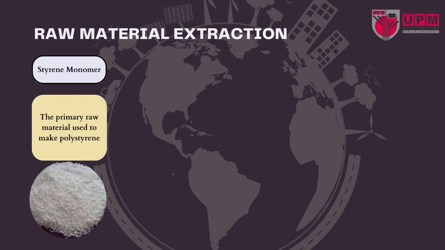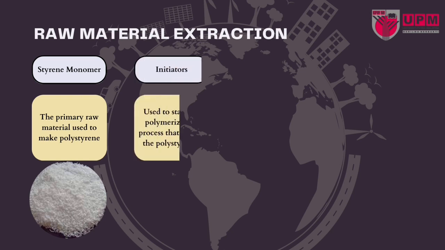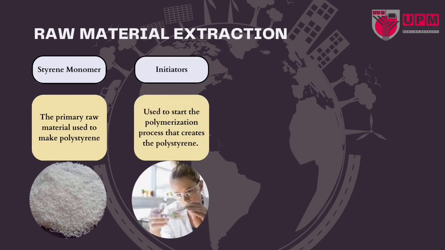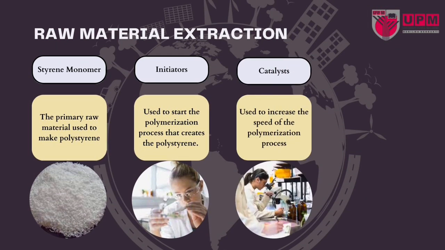Second one is initiators. Initiators are used to start the polymerization process that creates the polystyrene. Common initiators include peroxides, which are typically added to the styrene monomer before it is heated. Thirdly is catalysts. Catalysts are used to increase the speed of the polymerization process. Common catalysts for polystyrene production include tin compounds and organic acids.